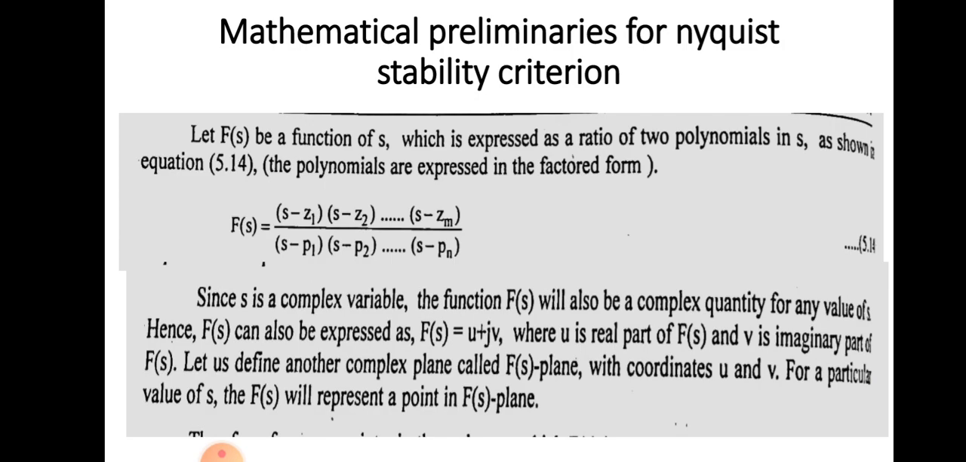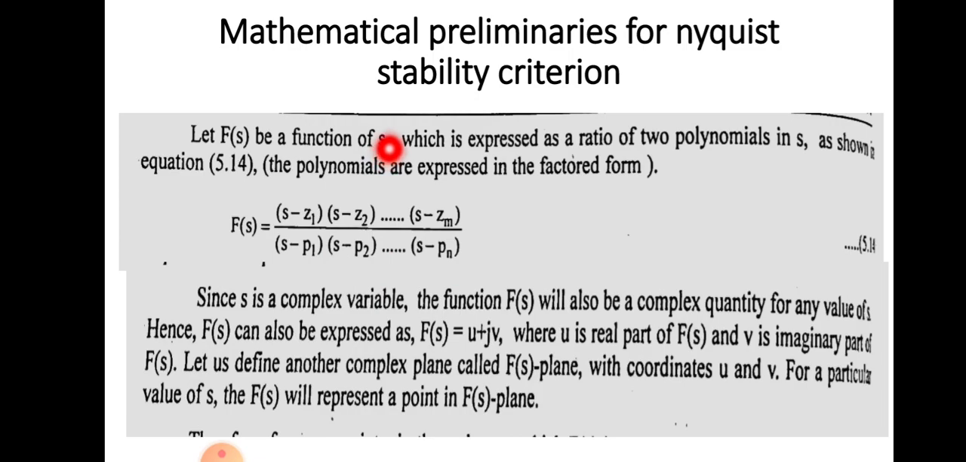F(s) as the ratio of two polynomials. That means F(s) can be written as (s minus z1)(s minus z2) etc. up to (s minus zm), divided by (s minus p1)(s minus p2) etc. up to (s minus pn). And here z1, z2, etc. up to zm represent the zeros of the function F(s). p1, p2, p3, etc. up to pn represent the poles of F(s).